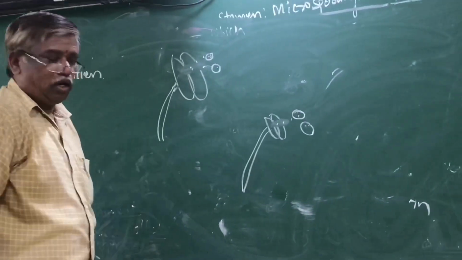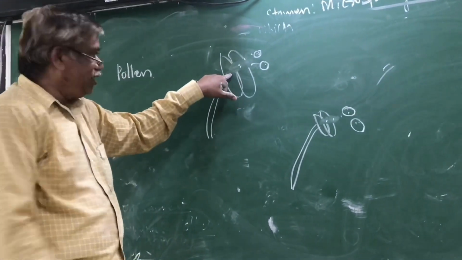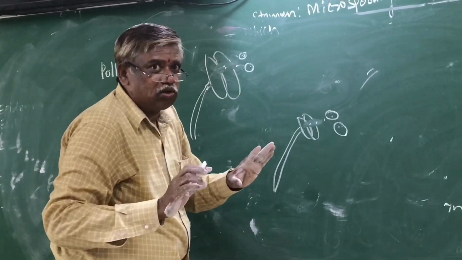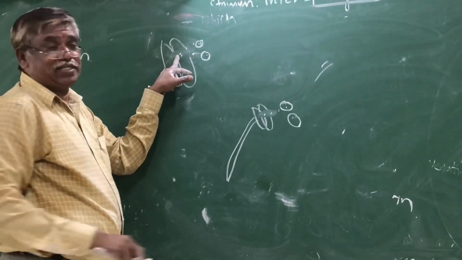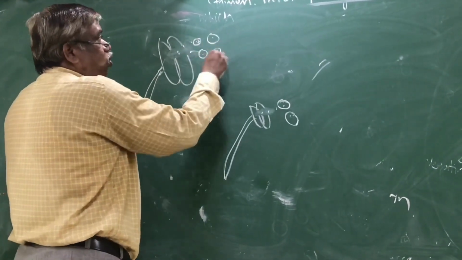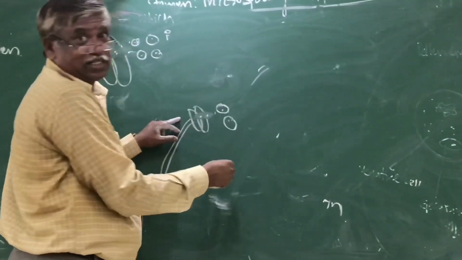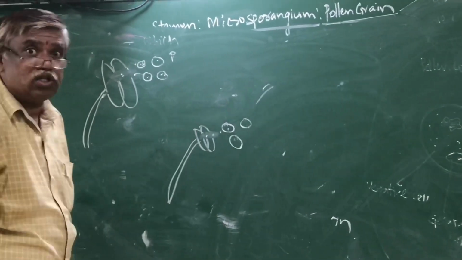See, now I have drawn the two diagrams. Here, the anther breaks down. You should not say breakdown; instead of breakdown, you say dehiscence. Now the anther is dehiscent. Now what happens to the pollen grains? Here also the anther is dehiscent, and pollen grains are released into the atmosphere.